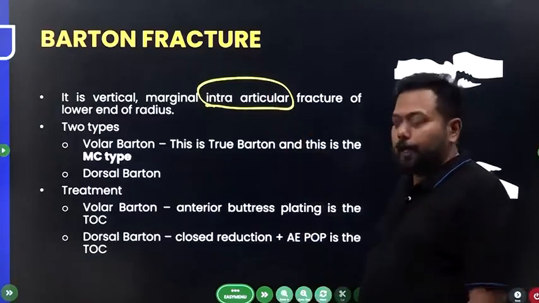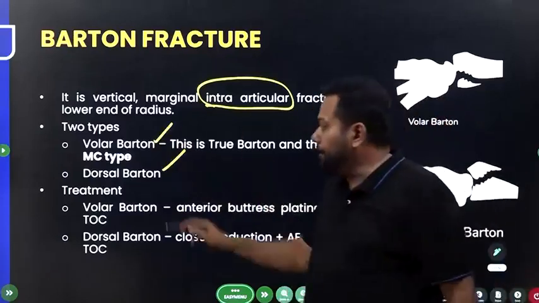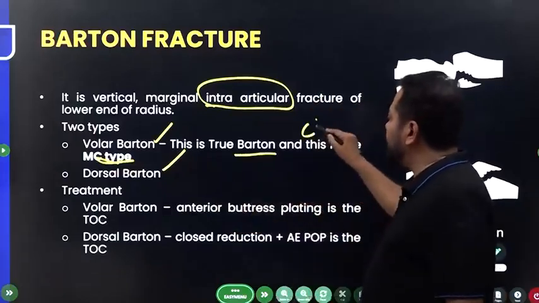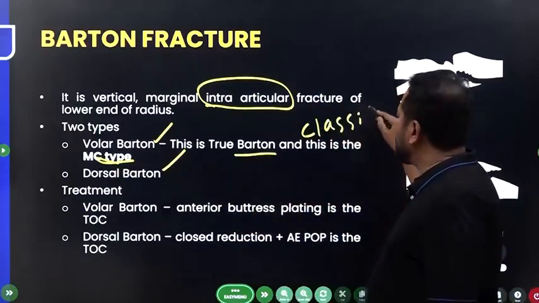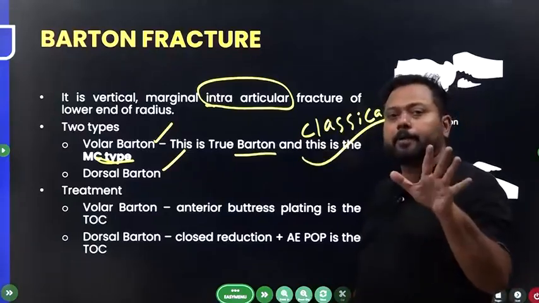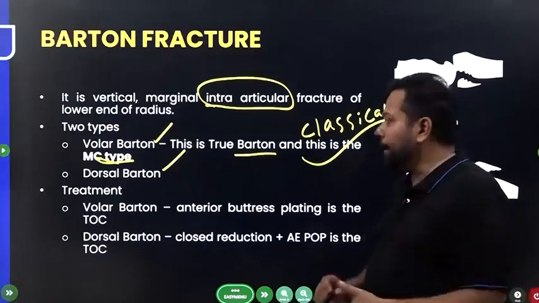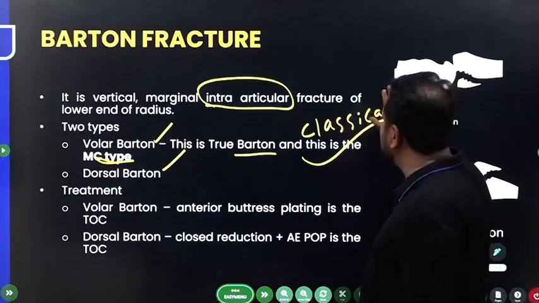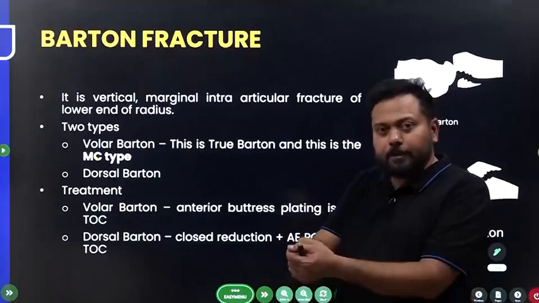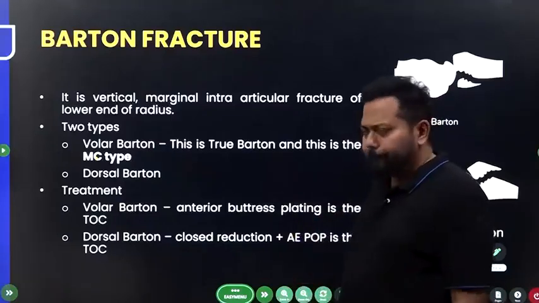Barton's fracture is of 2 types: volar Barton and dorsal Barton. The most common type is volar Barton. This is called true Barton, also called classical Barton. When a question paper asks about Barton's fracture, they mean only volar Barton. Dorsal Barton is very rare. So Barton means classical, which is volar Barton. The distal fragment is displaced to the volar aspect, the flexor aspect. That is called volar Barton.